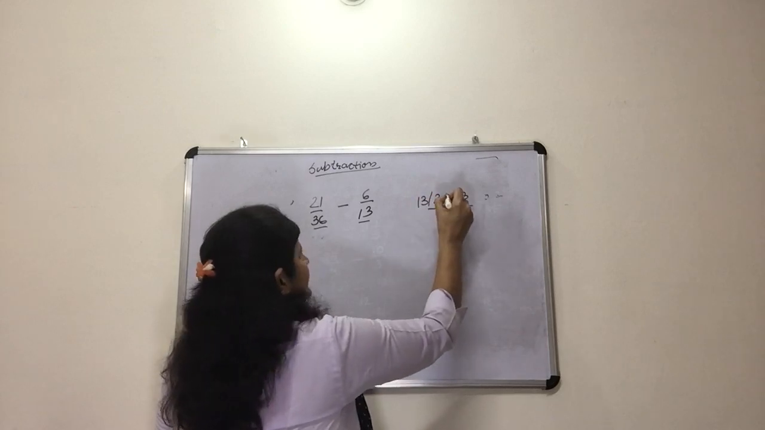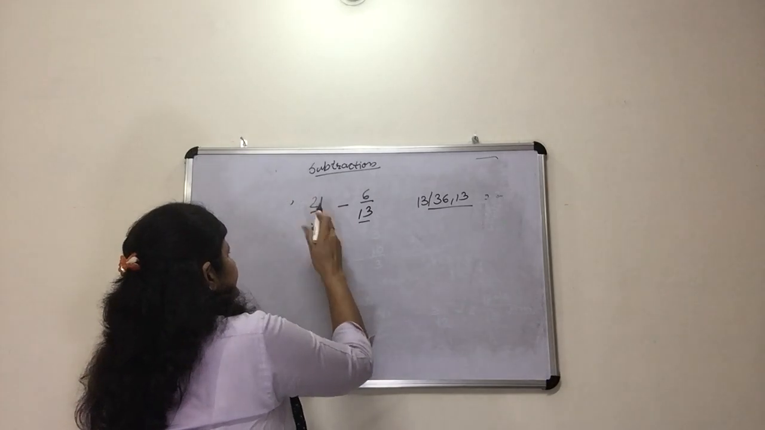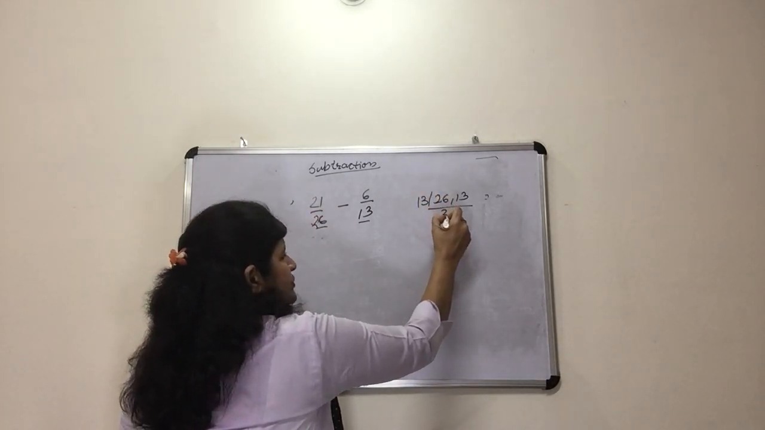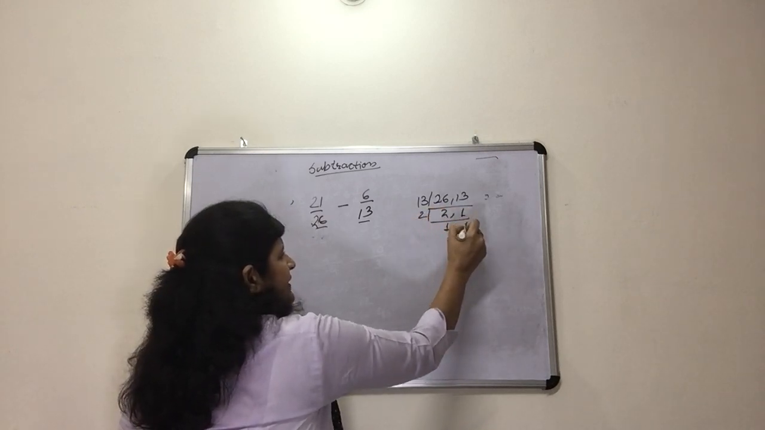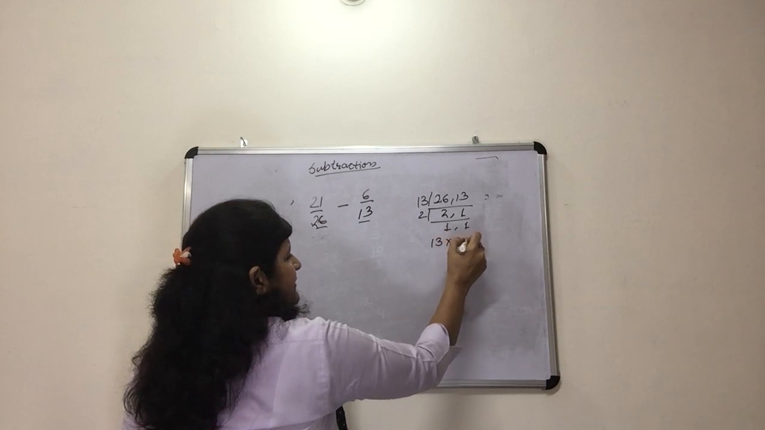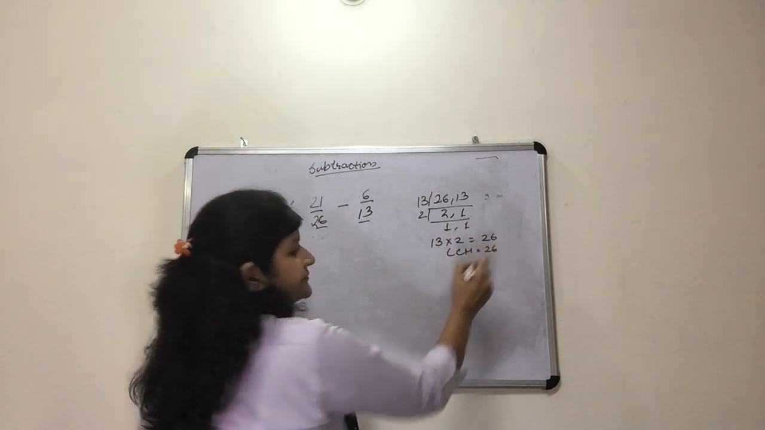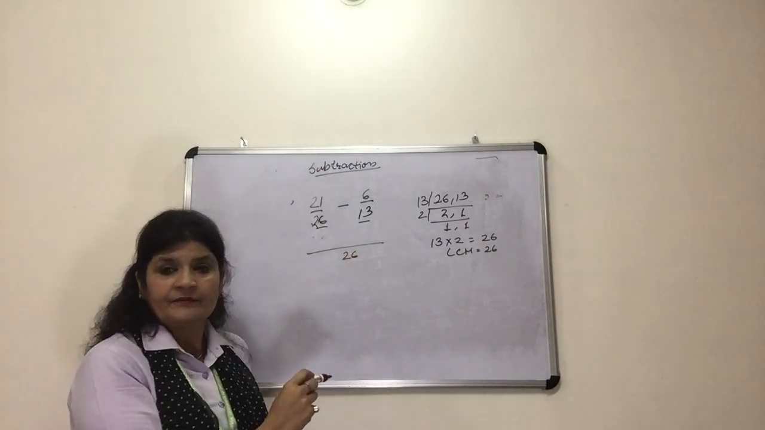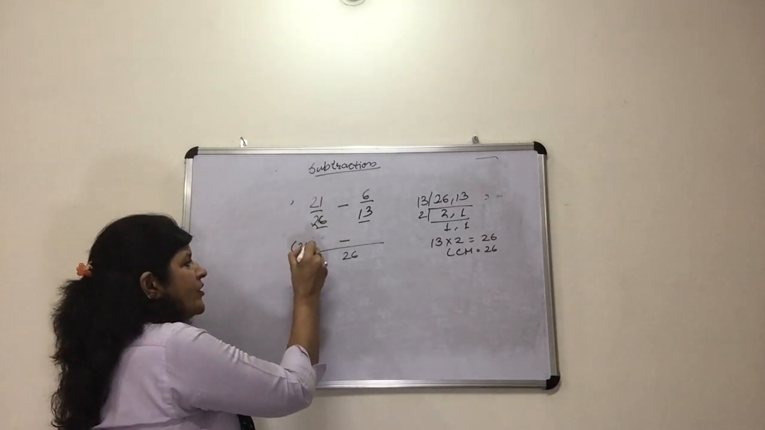This is 26, sorry, this is 26. So 13 twos are and 13 ones are. 2 ones are. So 13 multiplied by 2, that is 26. So LCM is 26. Right? Now again we will write this LCM here. Minus sign here.